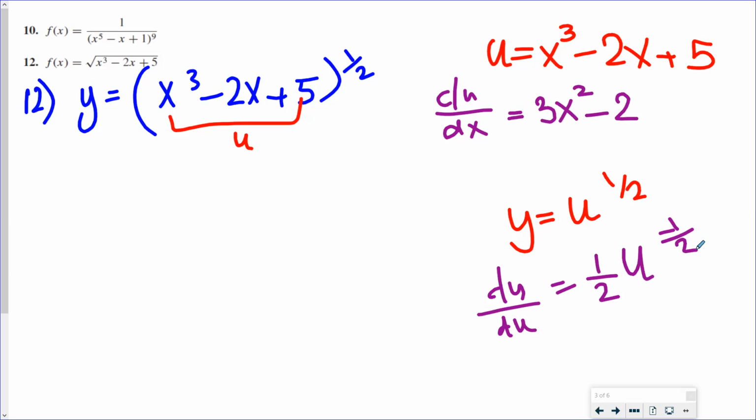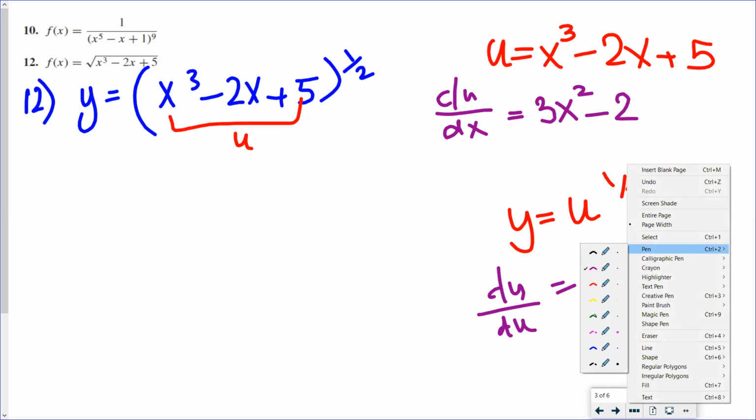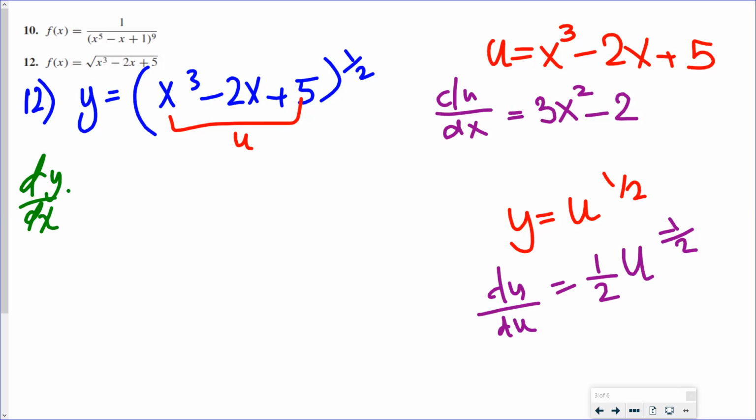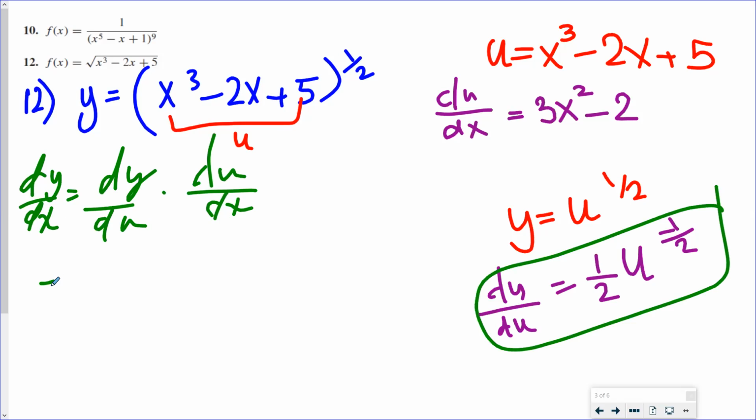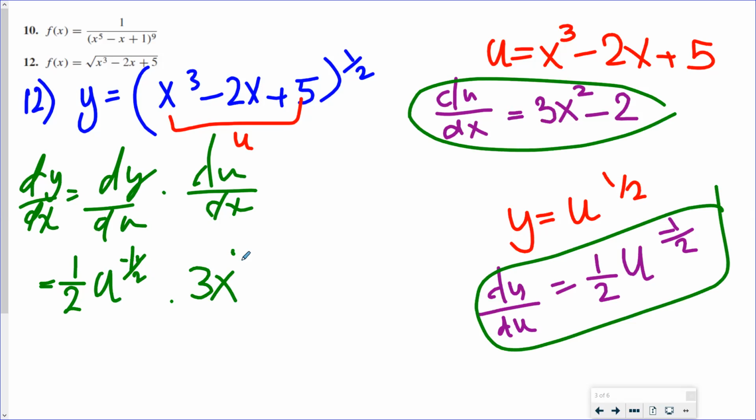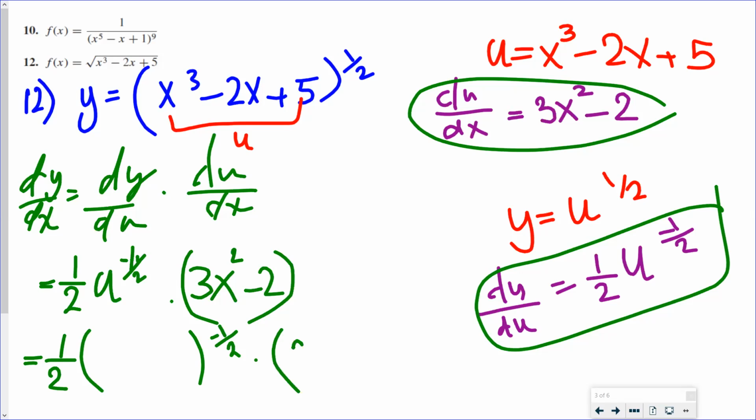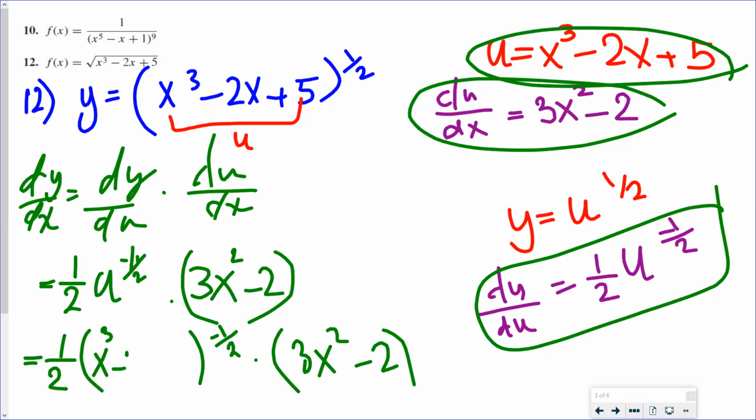After I prepare everything, I will come back to use the chain rule, which is dy over du times du over dx. Now, where is dy over du? It is half u to the power negative half, times du over dx, which is 3x squared minus 2. Then, as I told you, I need to keep them with respect to x. So, half, then I will replace u with x cubed minus 2x plus 5.